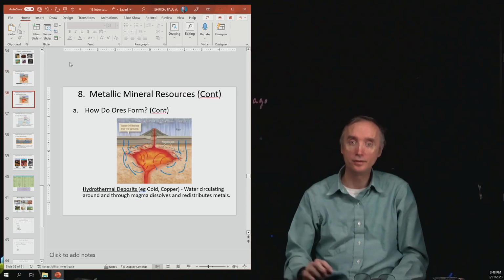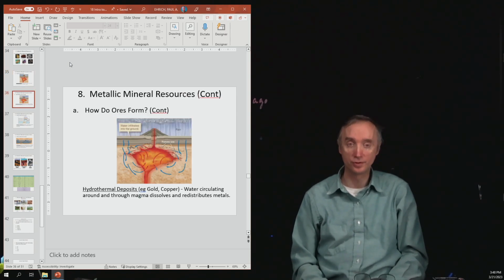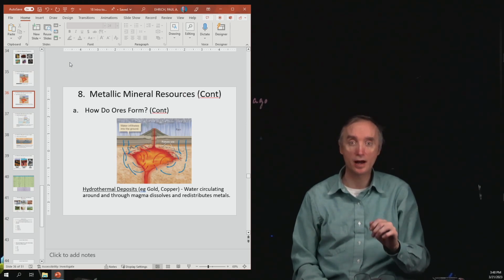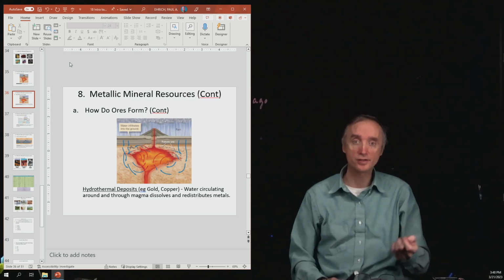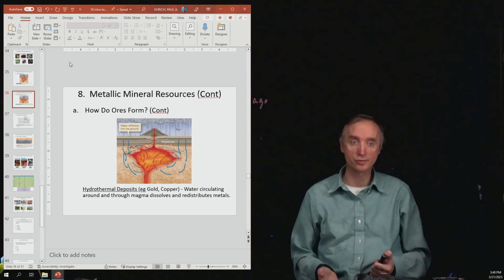Okay, another method is going to be hydrothermal deposits. And so what you're going to need here is a hot area, and you're also going to need water. So an ideal place will be a mid-ocean ridge. Another place might be somewhere that you've got geysers.